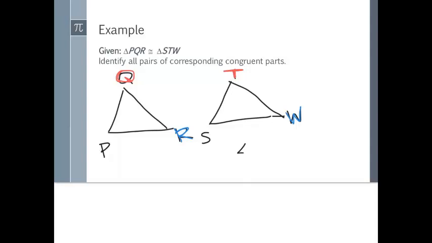We can say that angle P is congruent to angle S, that angle Q is congruent to angle T, and angle R is congruent to angle W. The angles are the easy ones. Now when we want to identify the sides, we want to make sure that we're listing the vertices in corresponding order. So side PQ is congruent to ST.